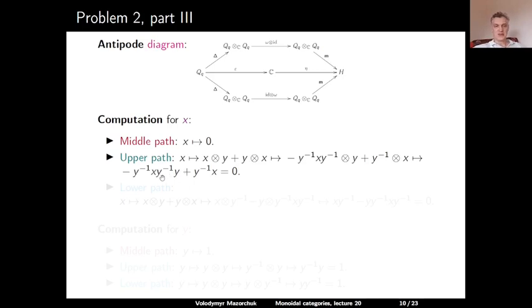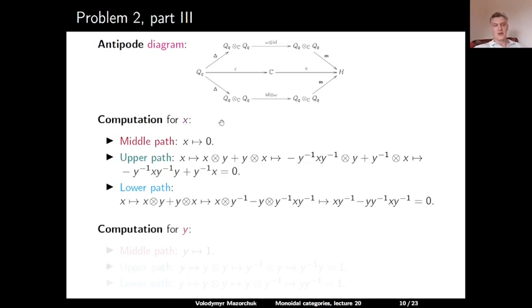So now we have a cancellation here, and using this minus sign we get 0. And similarly for the lower path, we will have a similar expression, but now the cancellation of y and y inverse will appear on the left and in the second summand. So we get 0 again. So this diagram commutes when evaluated at x.